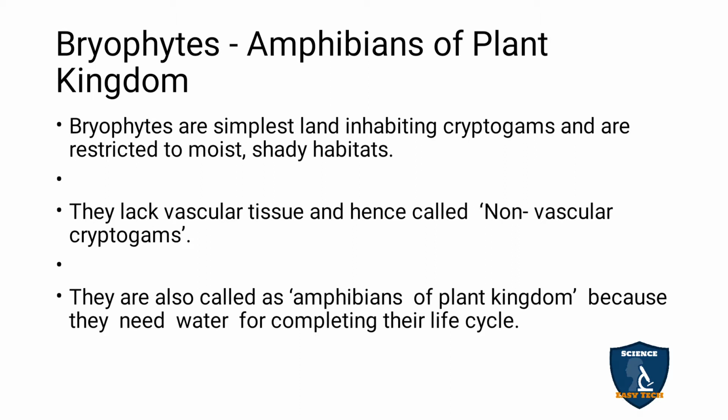So they are the simplest land-inhabiting cryptogams and are restricted to moist, shady habitats. They come from algae, which live in the water and came to the land. So they adapted to live on land, terrestrially. And cryptogams means non-flowering plants.